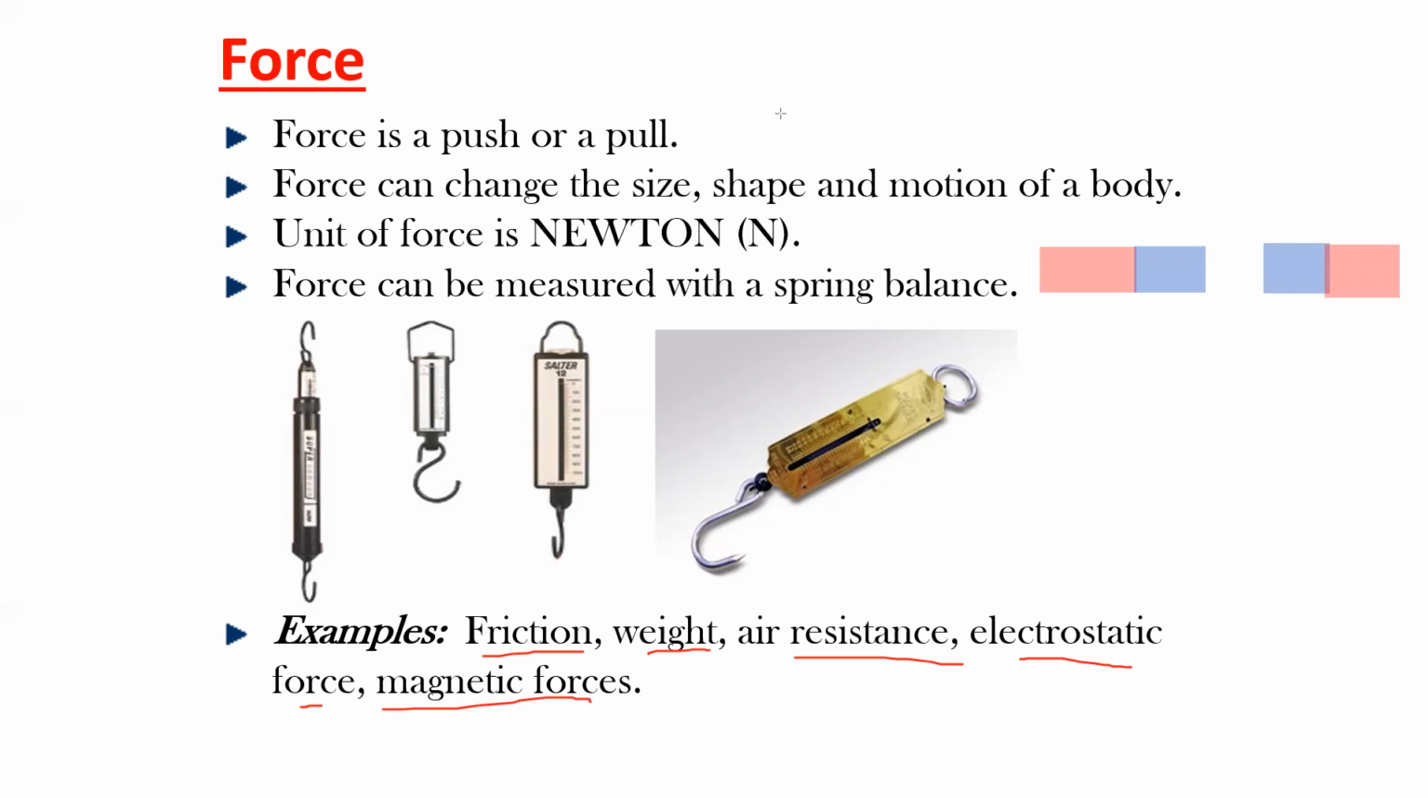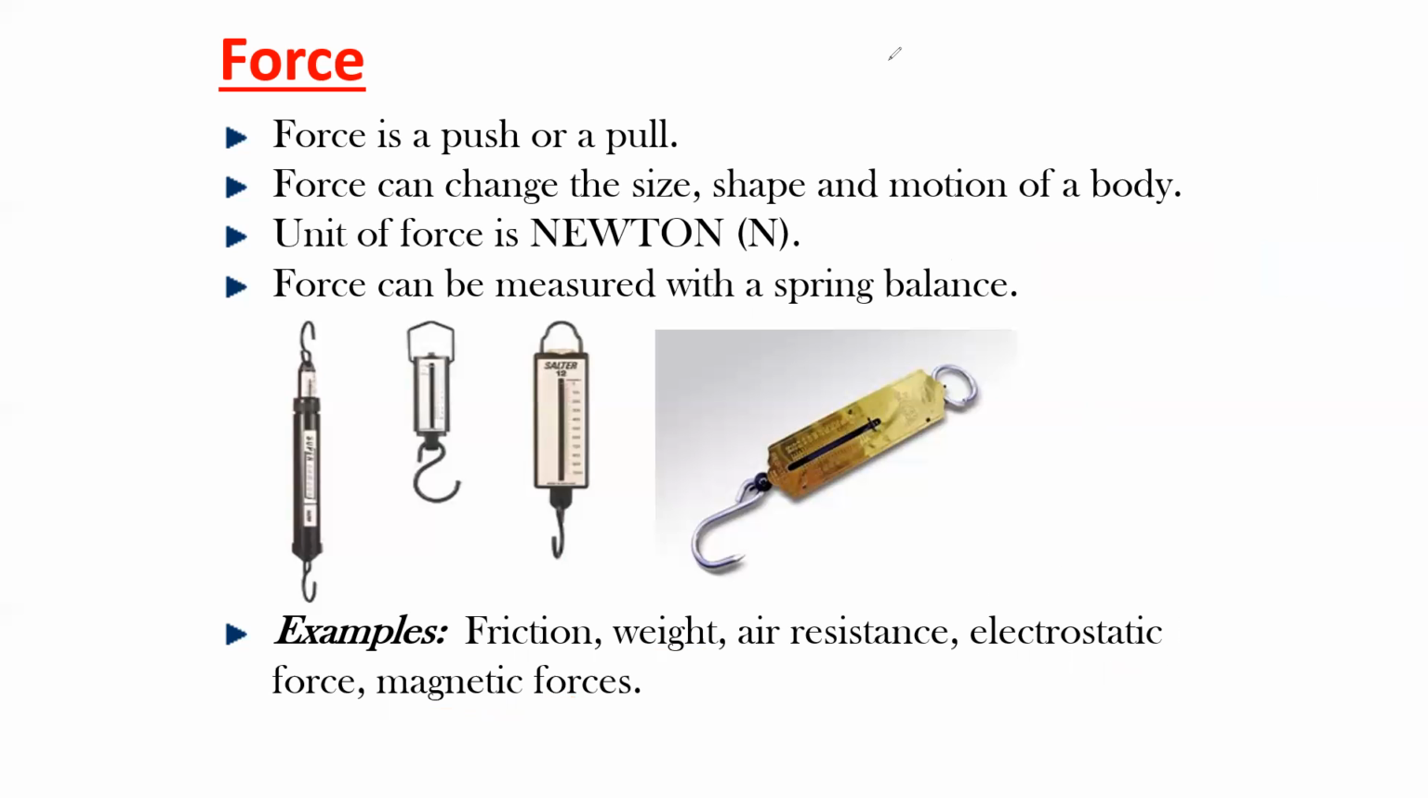If the like poles or identical poles are facing each other, so this is the north pole, south, north, south. So like poles or identical poles of the magnet will move away from each other, or they will repel. And the force between the magnets, we call that a magnetic force. And what is the electrostatic force? The force between the charges.